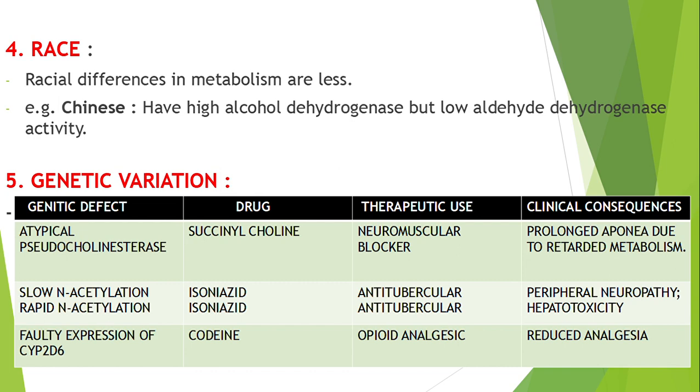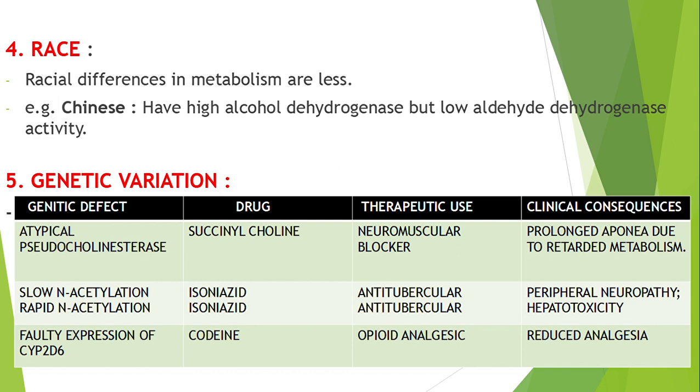Another genetic defect can be slow N-acetylation. In a slow acetylator patient, you use isoniazid, which is used as an anti-tubercular drug in tuberculosis, then the clinical consequence will be peripheral neuropathy. In rapid acetylator patients, if you give isoniazid to a tuberculosis patient, then there will be a chance of hepatotoxicity.